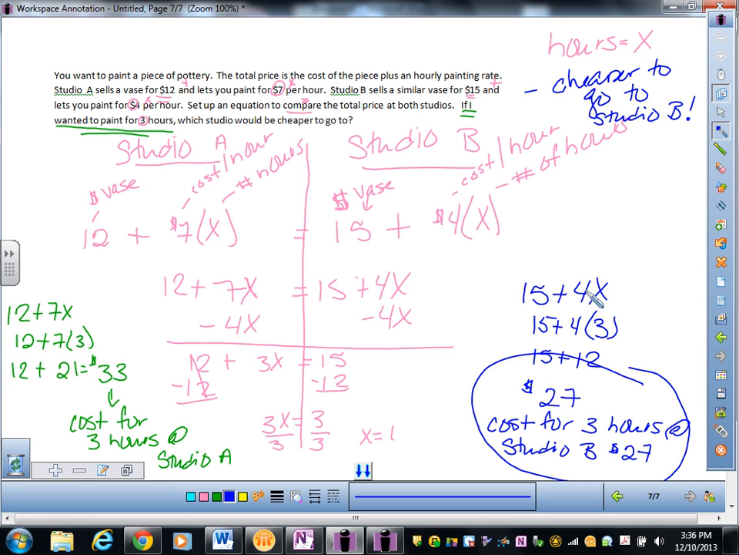Okay? All right, so I hope that you guys can see how these equations are set up and how you compare two things when you're setting up an equation and are able to decide which one is more cost effective.